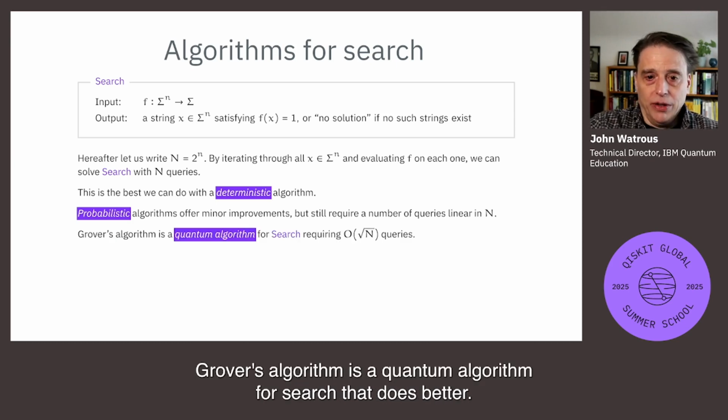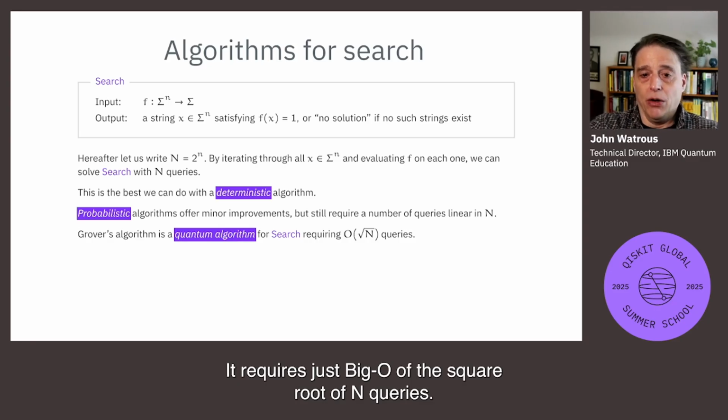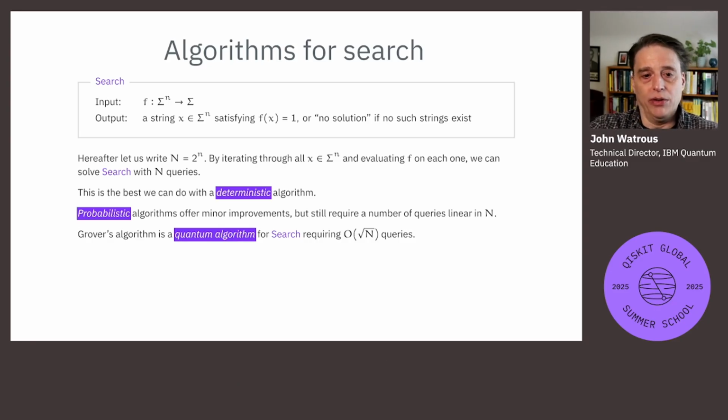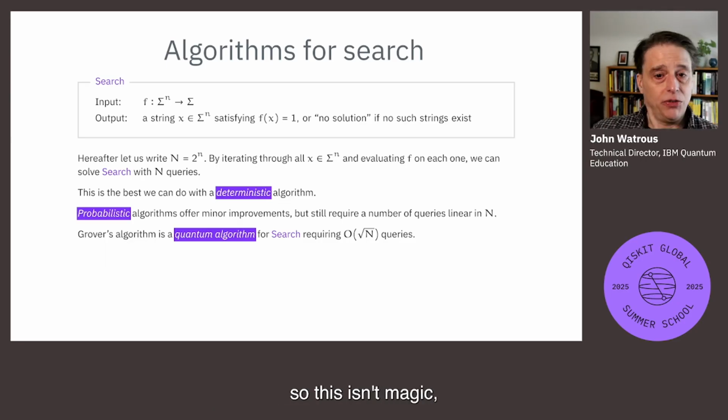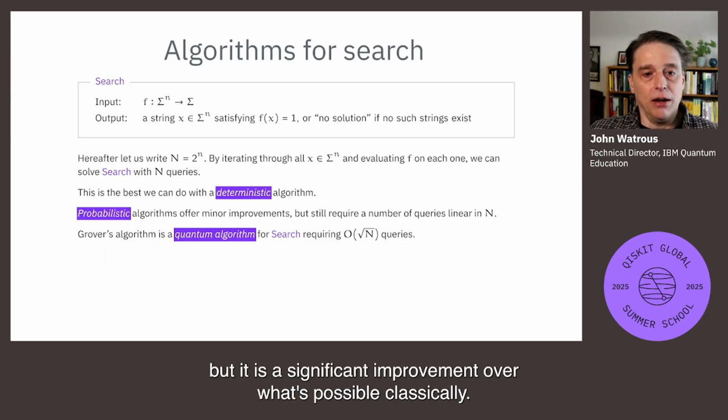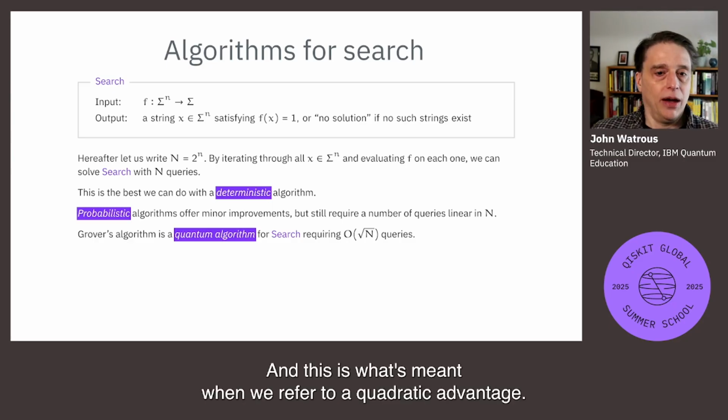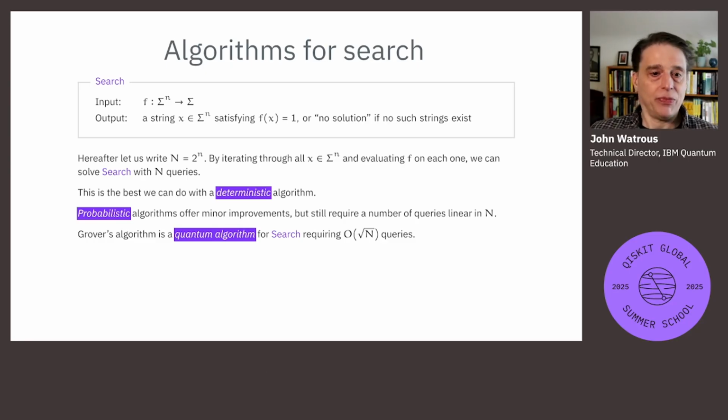Grover's algorithm is a quantum algorithm for search that does better. It requires just big O of the square root of N queries. Those queries happen in superposition, so this isn't magic, but it is a significant improvement over what's possible classically, and this is what's meant when we refer to a quadratic advantage.